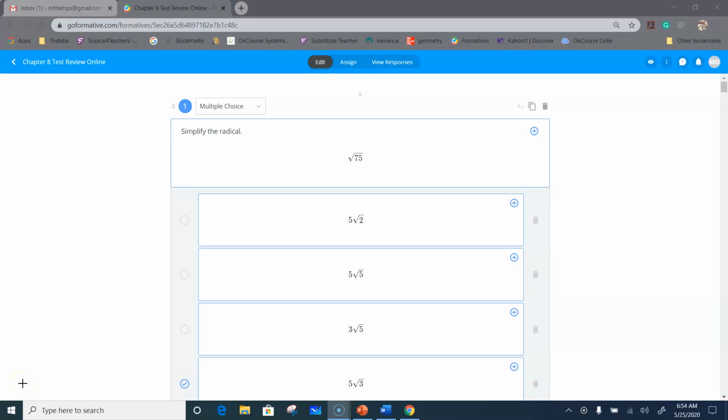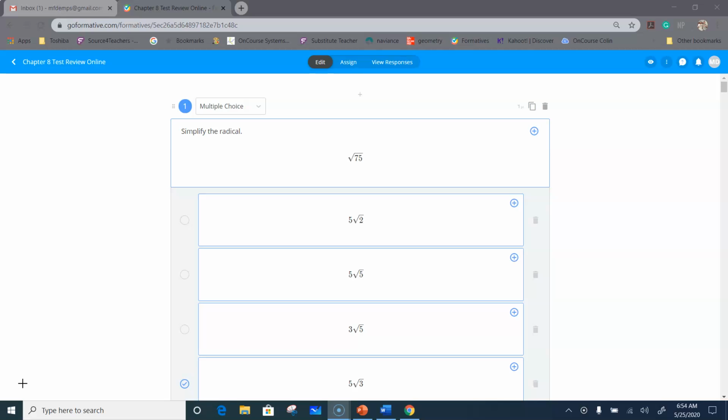Okay, so I'm going to look at the Chapter 8 test review. You do have the whole week to complete this because there's a lot of questions on it. It's like 30 questions. But it covers everything, Chapter 8, Pythagorean theorem, geometric mean, and basic trigonometry. And then we also have these radical simplifying problems.